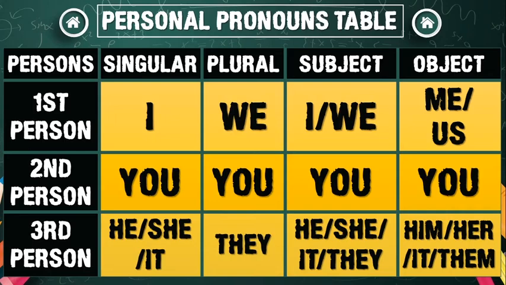Now, in the third person singular, where you have he, she, or it, in the objective case they occur as him, her, and it. In the third person plural, where you have they, the objective form of they is them.